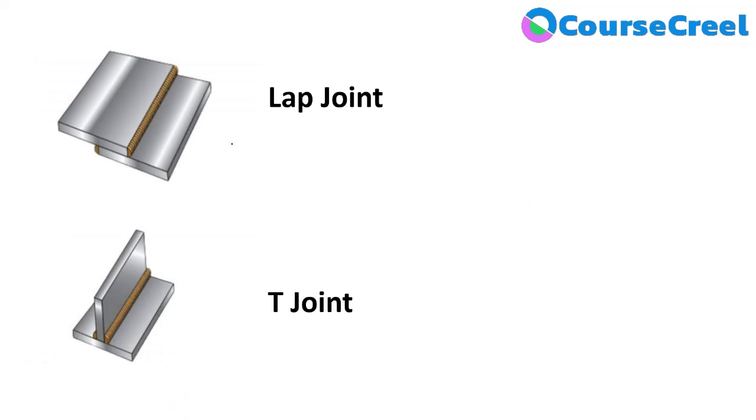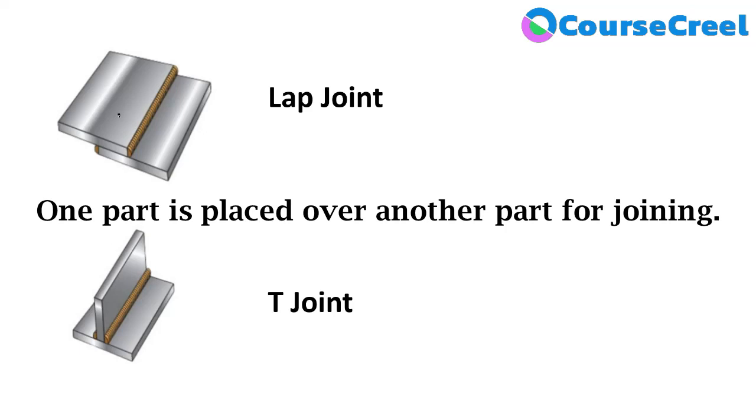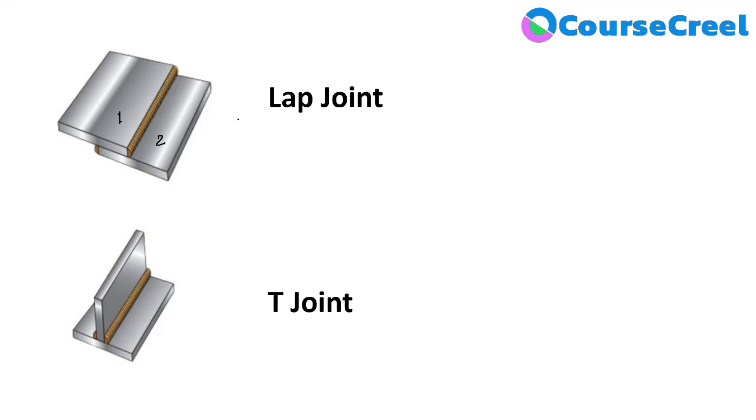Now the next type of joint is lap joint. So here you can see this particular diagram which is defining lap joint. So in welding, when one part is placed over another part and then joined together with the help of edges, this particular type of joint is known as lap joint. It is used when thicknesses are different. And here we can define lap joint. It may be one-sided or two-sided.